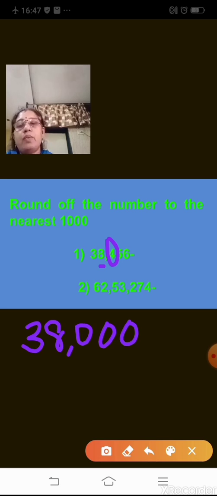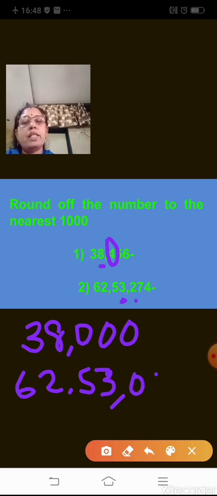Coming to the next one, here you will underline the number 3. You have to round off the number to the nearest 1000. Now what is the number in the hundreds place? It is 2. That means again it is less than 5. So while rounding off, your number will become 62 lakh 53,000.